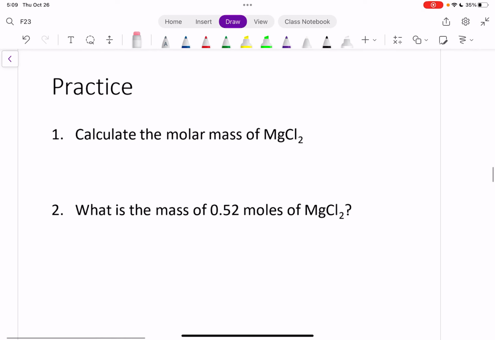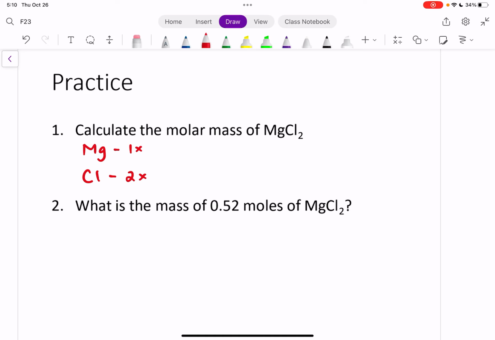All right, so let's try this again. Let's calculate the molar mass of MgCl2. So we've got how many magnesiums? Yeah, 1 magnesium. And how many chlorines? Yeah, 2 chlorines, right, from here. And now we got to figure out what's the mass of each of those atoms. So for magnesium, looking on the periodic table, we've got a mass of 24.305. What are our units now? Grams per mole. That's the units for molar mass.